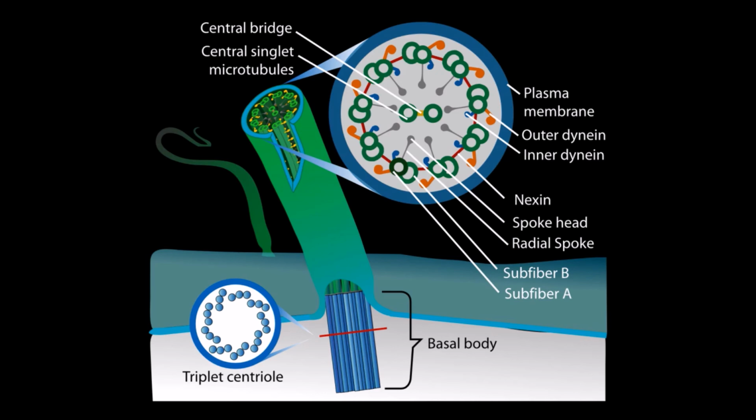And looking again at what this looks like, we have no central microtubules, but we do have the 9 triplets around here. And then we have nexin connecting each of these triplets. We have radial spokes, that's not shown here, moving in towards the center, but we don't have the dynein.